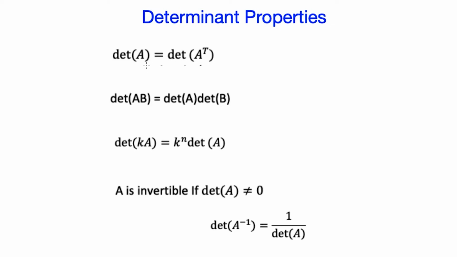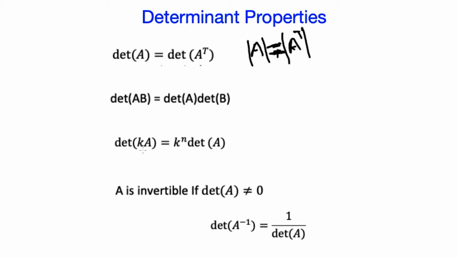And also the determinant of a matrix A is always equal to the determinant of its transpose. For example, if we have a matrix A and its transpose A transpose, the determinant of this matrix and the determinant of that matrix are always equal. And the determinant of the product of two matrices AB equals the product of the determinants of each of these matrices.